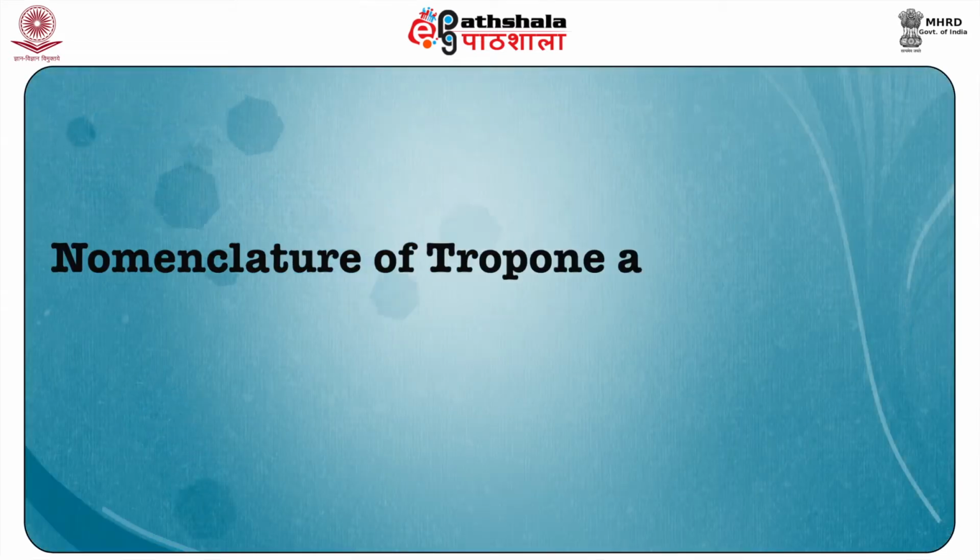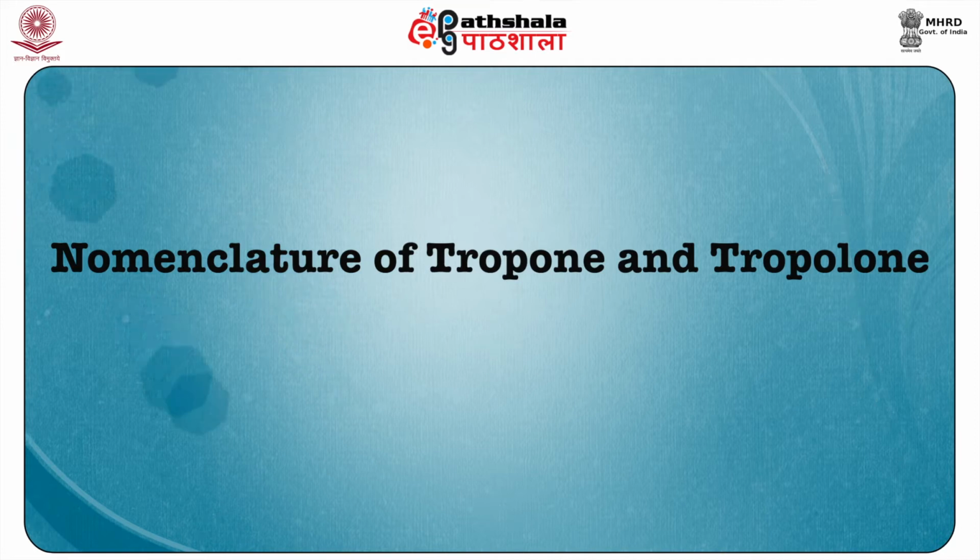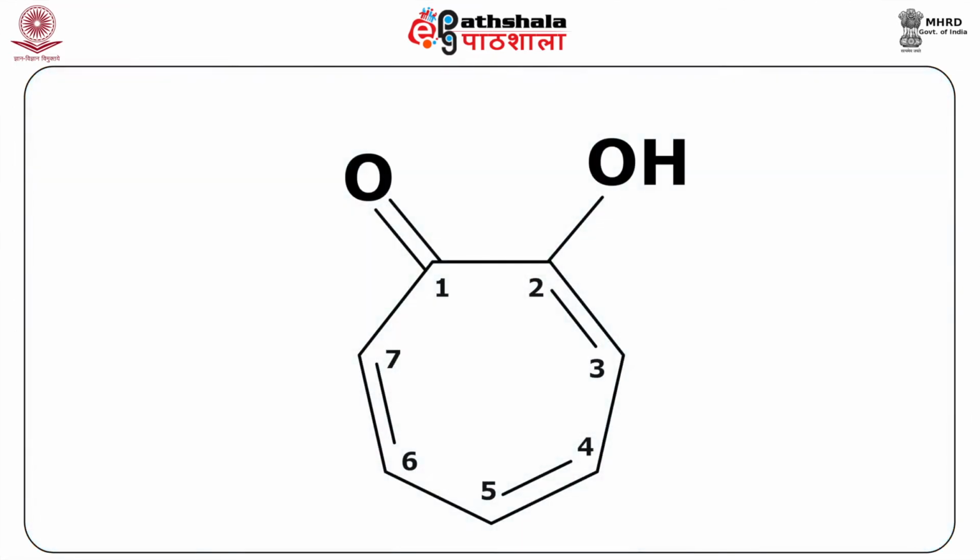The nomenclature of tropone and tropolone. Let us see how they are named. The trivial name tropolone has now been sanctioned by such wide usage that it may be considered as generally accepted. Its IUPAC name is 2-hydroxy-2,4,6-cycloheptatriene-1-one. As the name indicates, the carbonyl oxygen is always taken to occupy position 1 because it has a higher priority than the hydroxyl group. Then the hydroxyl group is given position 2 and the rest of the substituents are named accordingly, as shown in the figure.